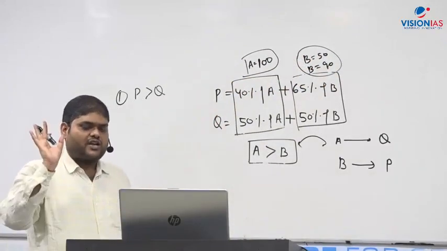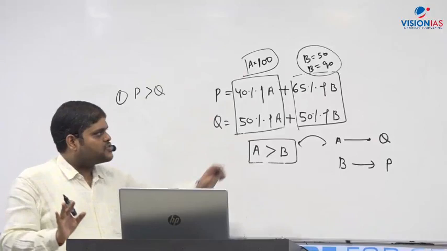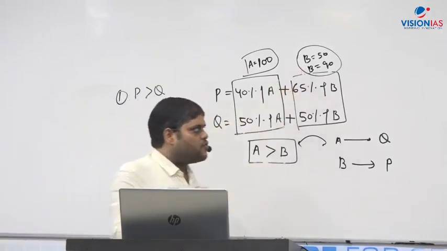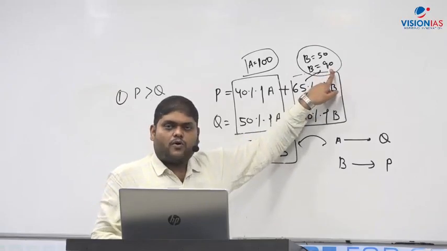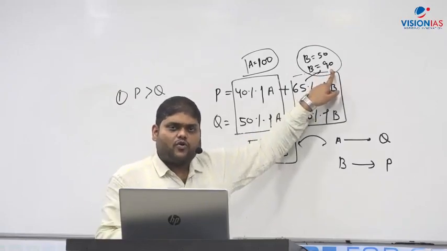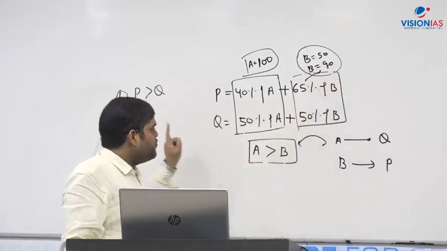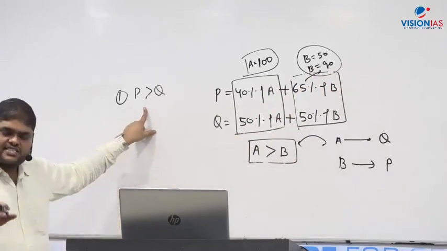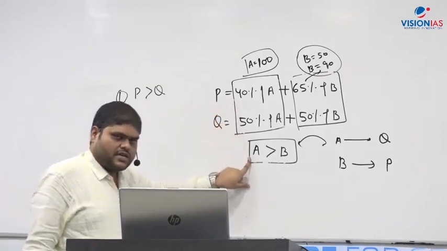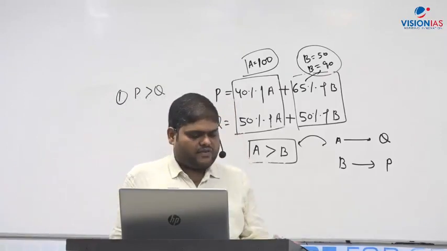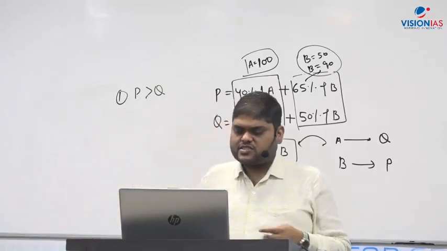And what is your aim? Your aim is not to solve. Some people start finding out 65% of 90. No. Remember that rule. You have to only prove it wrong. You can do approximation. You can do so many things. So I will suggest you try this question and we will discuss.